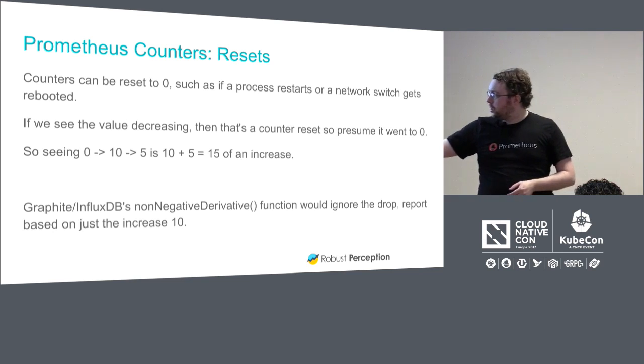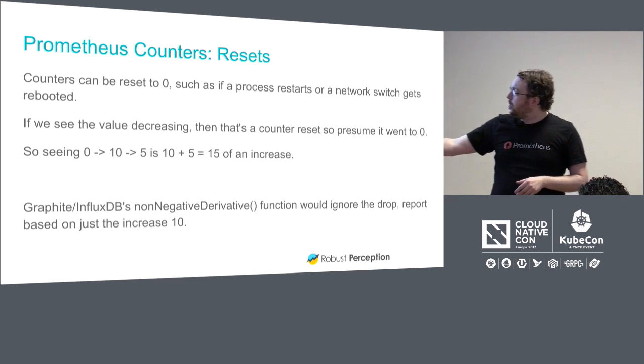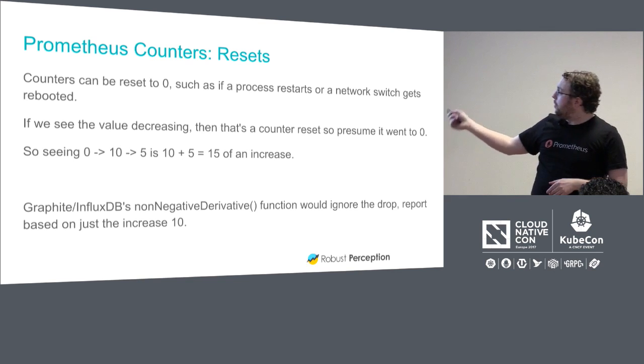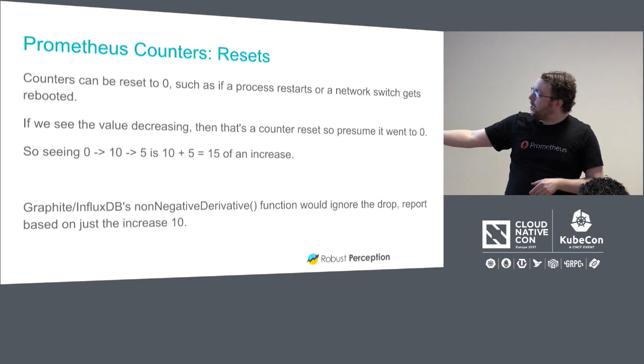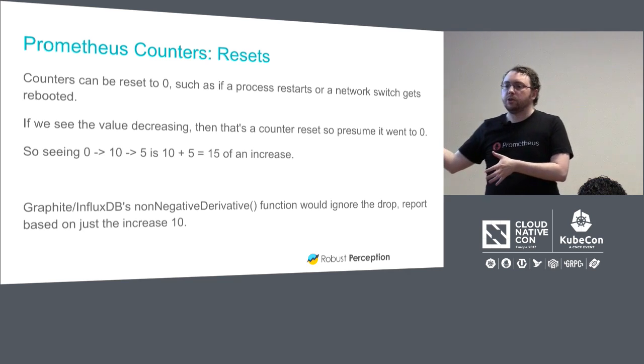By contrast, if you're looking at Graphite or InfluxDB, the closest thing they have to the rate function is the non-negative derivative function. What it would do is ignore that drop and just report the increase of 10. So we get a slightly better answer here.